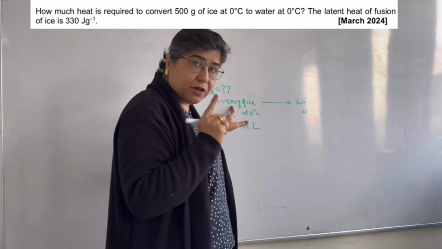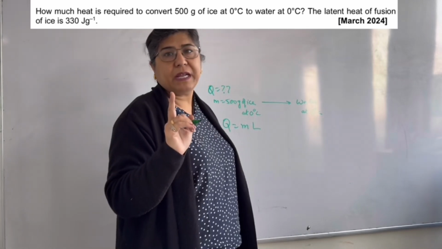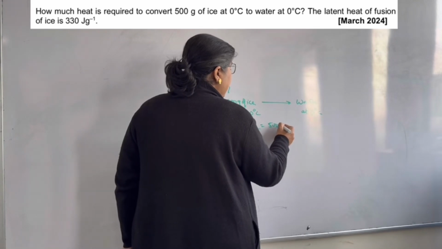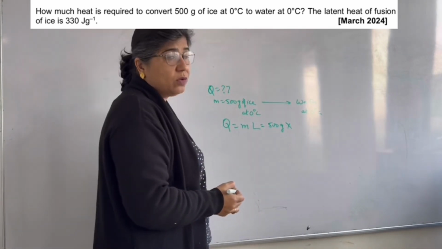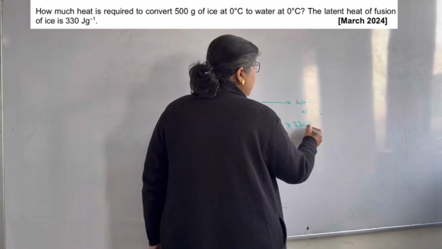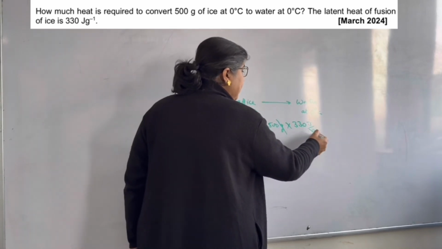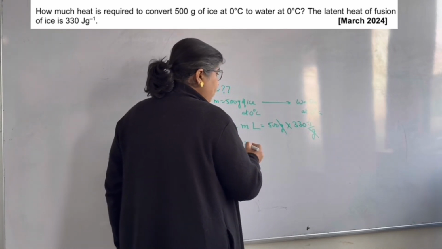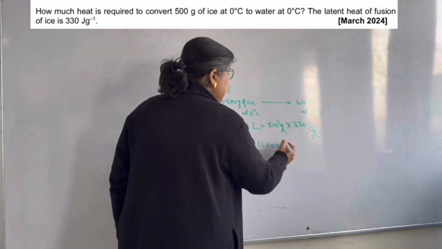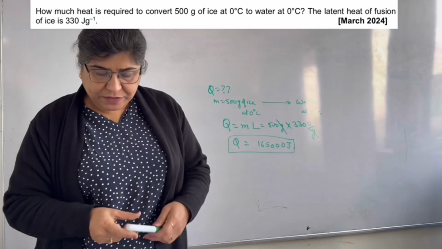If 500 grams of ice is melting to become water, then water is also 500 grams. Mass is not changing in any case. So you simply put 500 grams into the latent heat of ice, which is given as 330 joule per gram. Units you have to write along and then cancel, and you will get 0, 0, 0, 5 3s are 15, 5 3s are 15, 16. This is the March 2024 question.